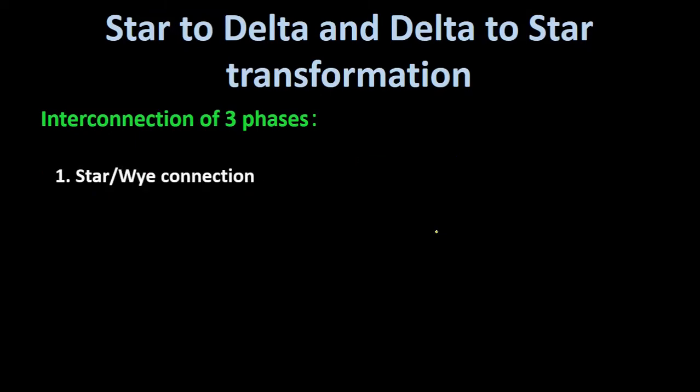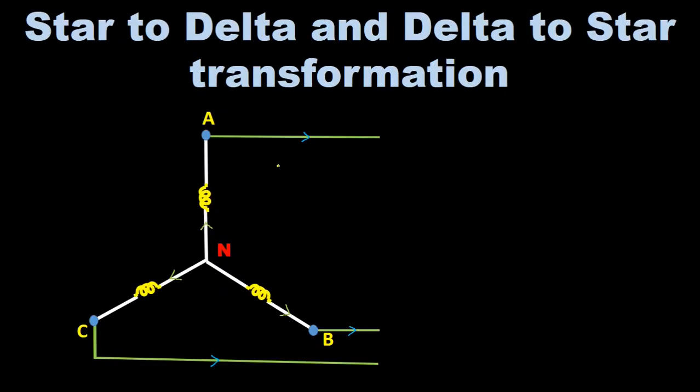The interconnection of 3-phase system is done in 2 ways. First one is star or Y connection, and second one is delta or mesh connection. So first one is star or Y connection. Here you can see one inverted Y shape is forming with the help of these 3 windings. Therefore this connection is called Y connection because of this shape.